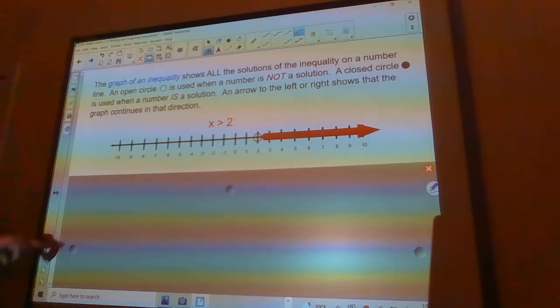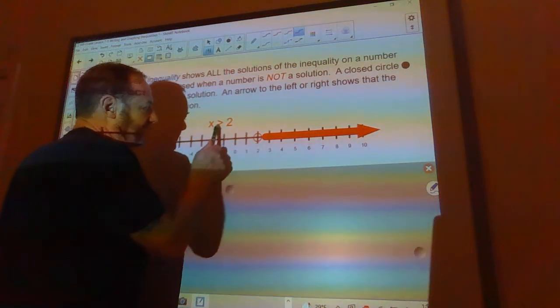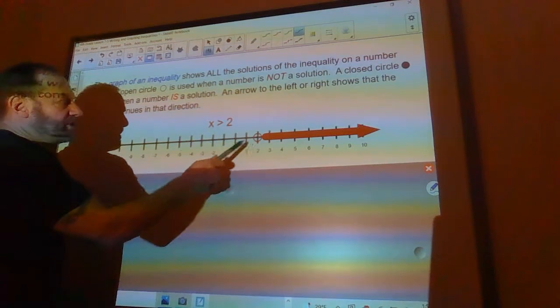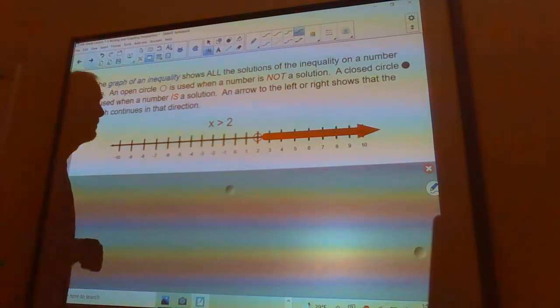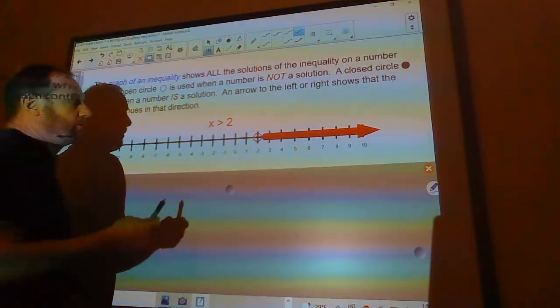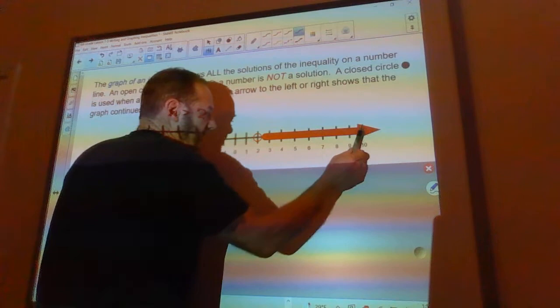So, like right here, x is greater than 2. Notice we have an open circle. Anytime you have a greater than or a less than sign, you're going to have an open circle, because 2 is not a solution to this. 2 is not greater than 2. 2 is equal to 2. So I want all the numbers that are bigger than 2. That's going to be an open circle here, and then I'm going to shade everything here.